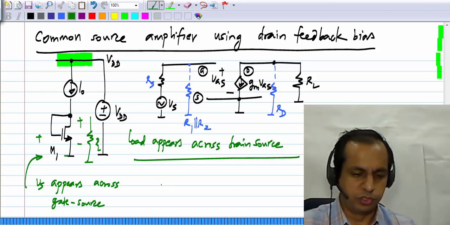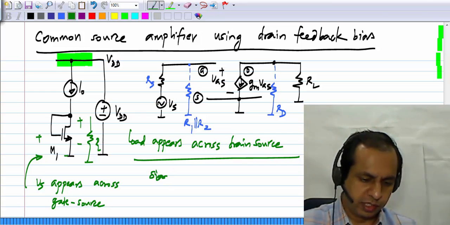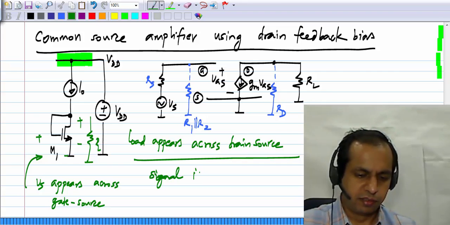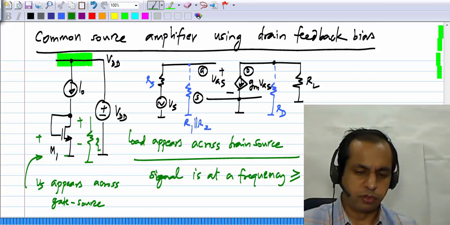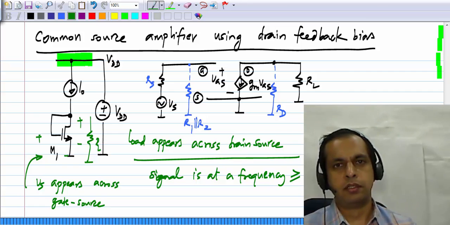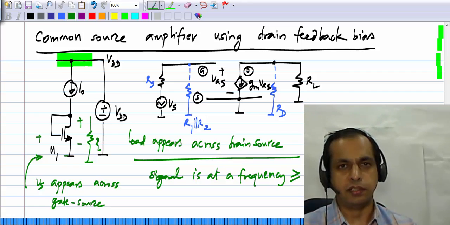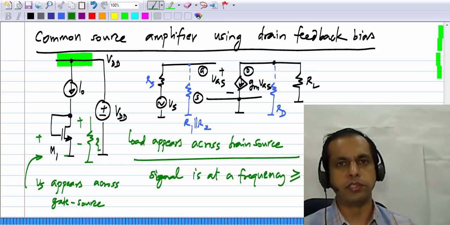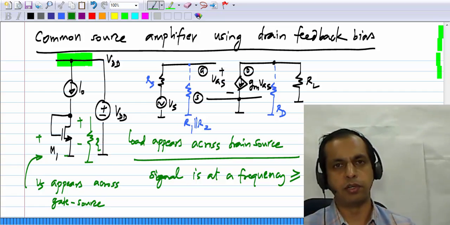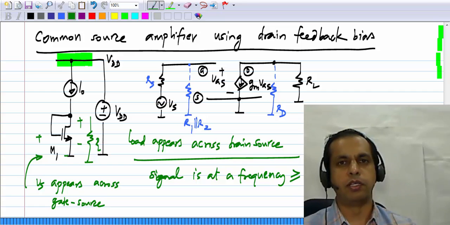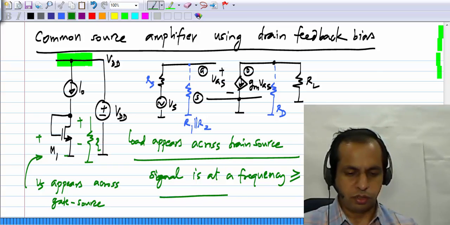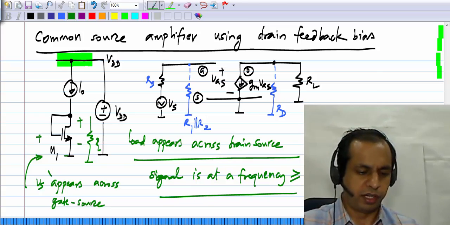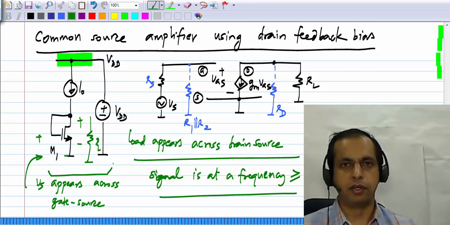As usual, we will assume that the signal is at a frequency greater than or equal to some omega naught. So, we don't have DC signals. In this case, we can use AC coupling techniques. We can use a capacitor to couple the signal, and we know how to calculate the value of the capacitor. So, given this, we can proceed with trying to turn this into a common source amplifier.